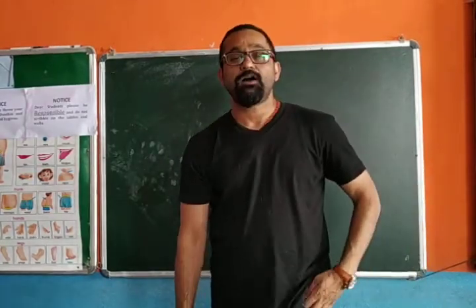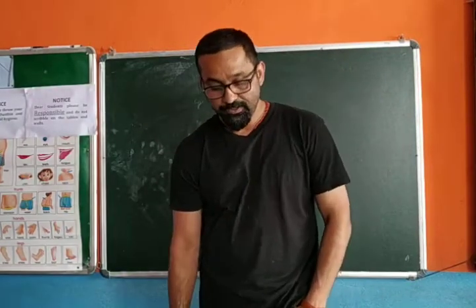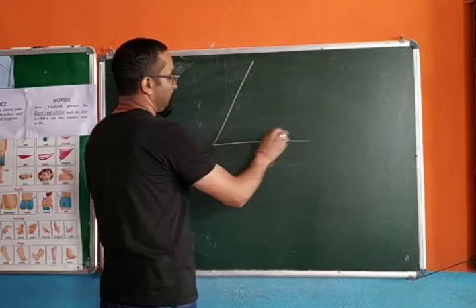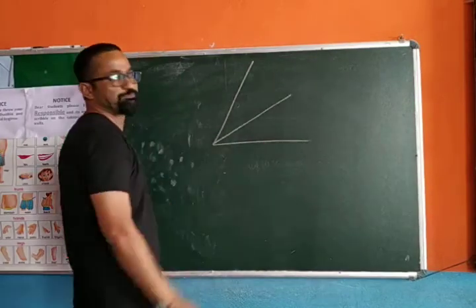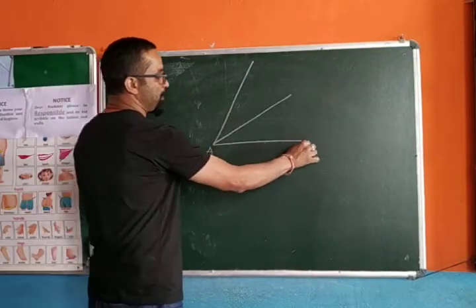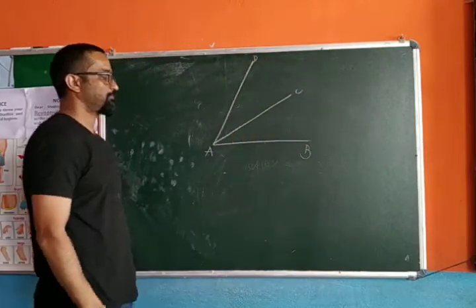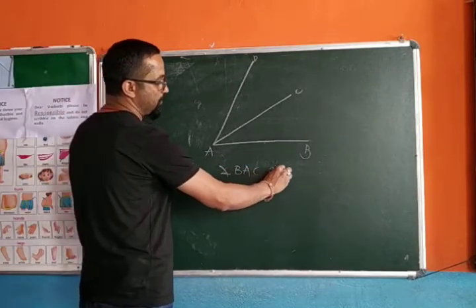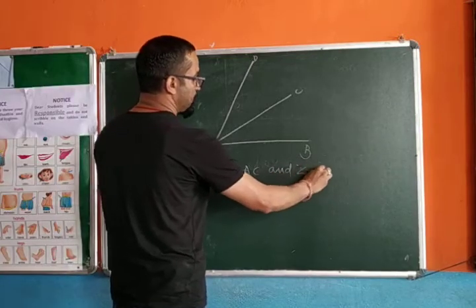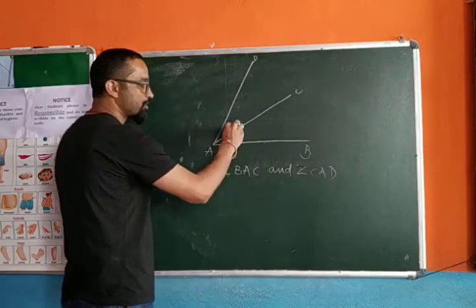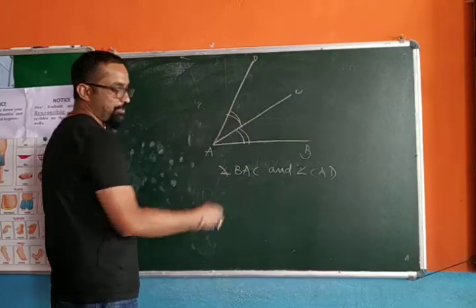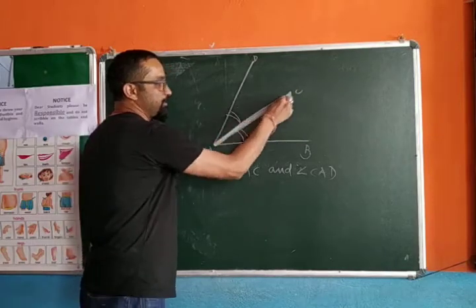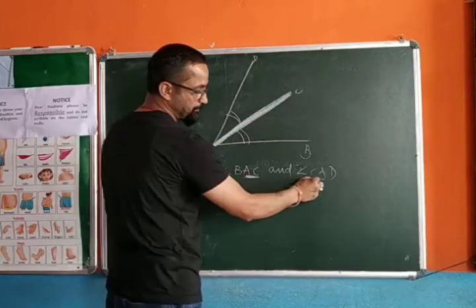Then you have adjacent angles. 2 angles are said to be adjacent angles if they have a common arm. A, B, C and D. Angle BAC and angle CAD are adjacent angles because they have a common arm. This AC is there in both.